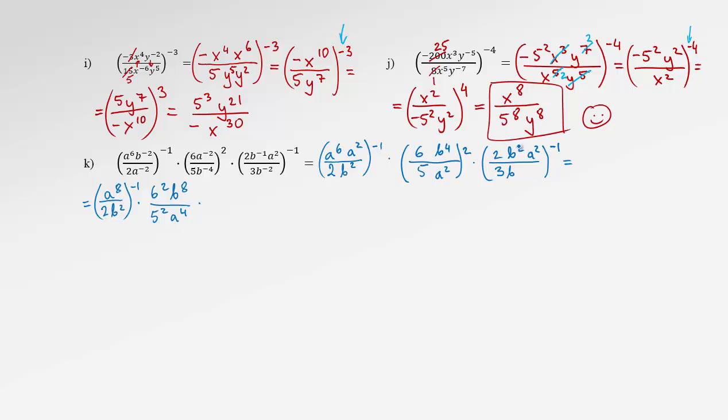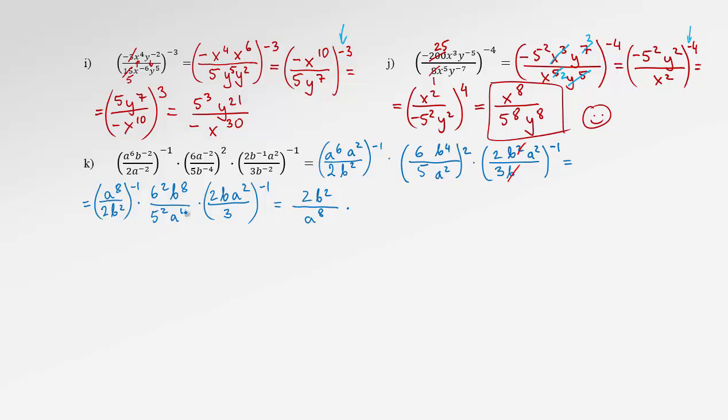And in the third bracket, we can reduce 1b from here and 1b from there, so we end up with 2ba squared over 3, and everything is raised to negative 1. Okay, now it's time to deal with those exponents of negative 1, which means take the reciprocal. So we can write 2b squared over a to the 8 times.